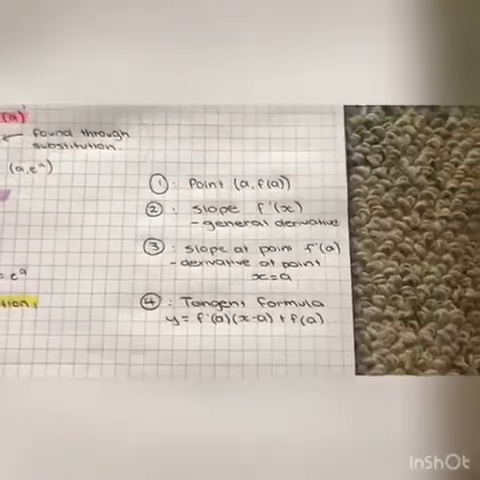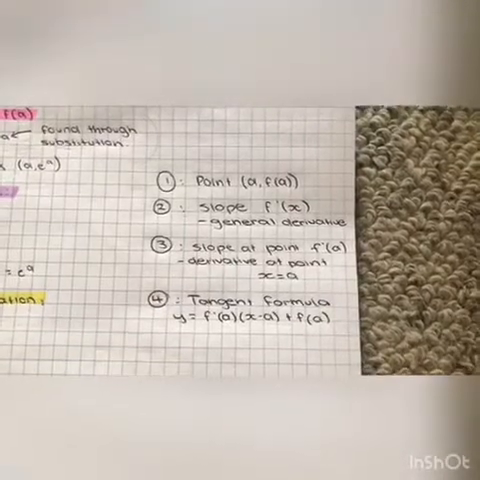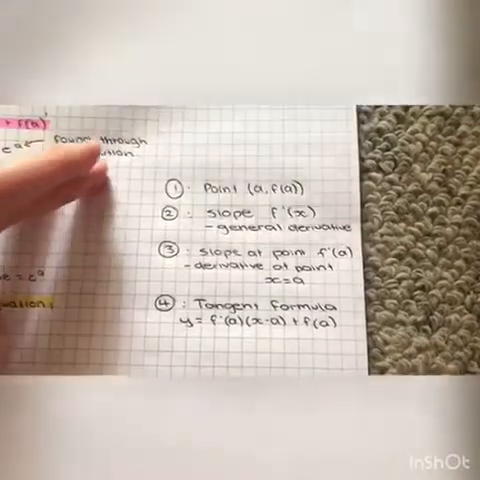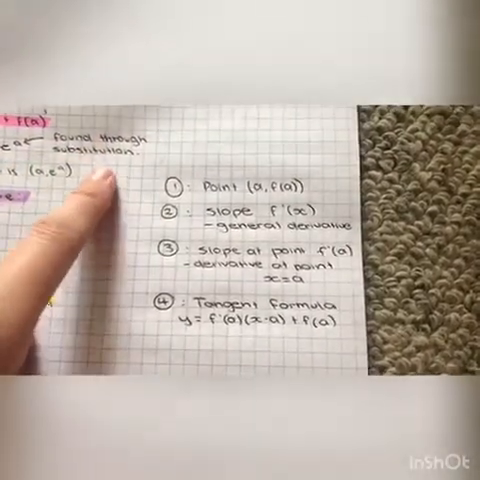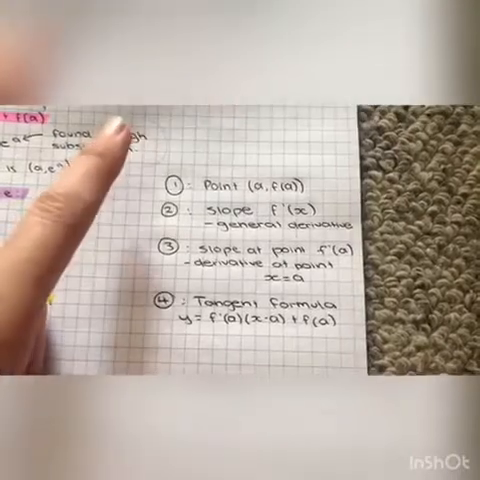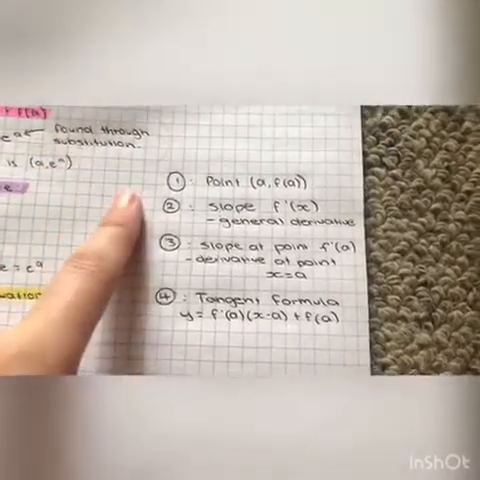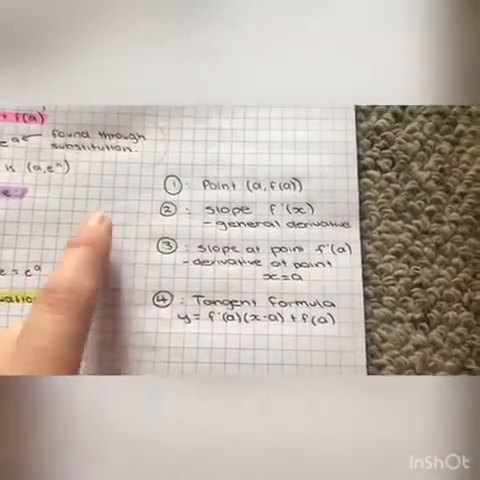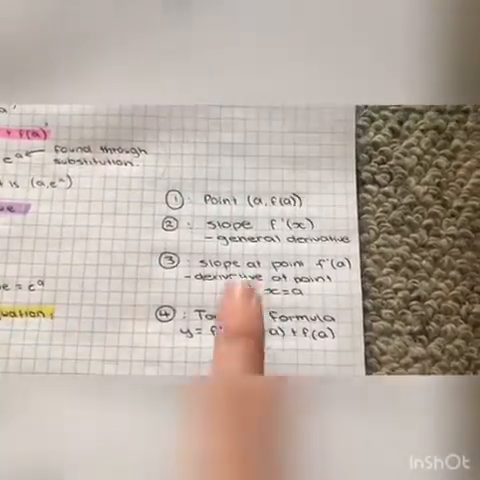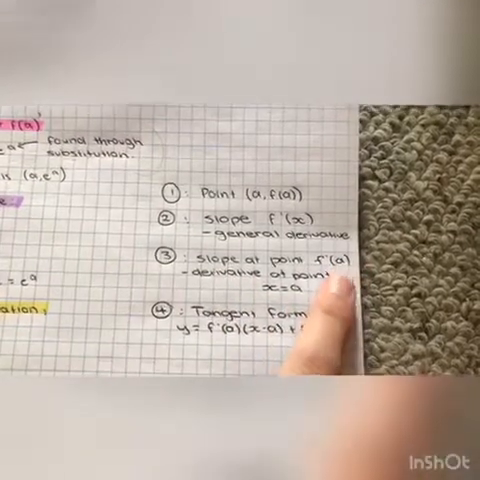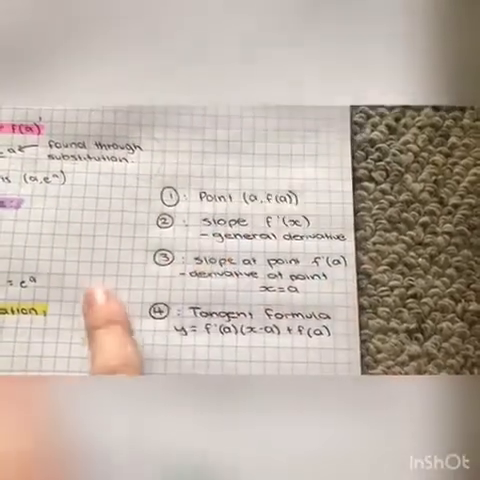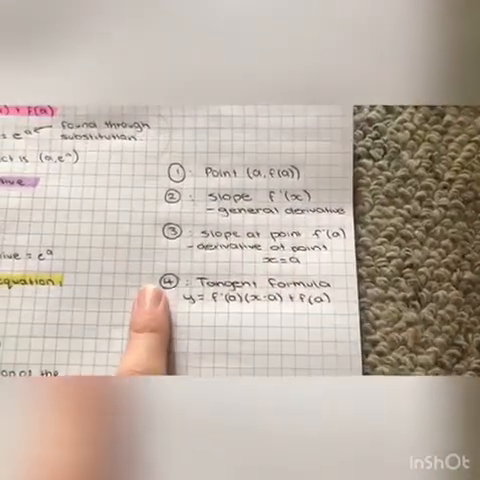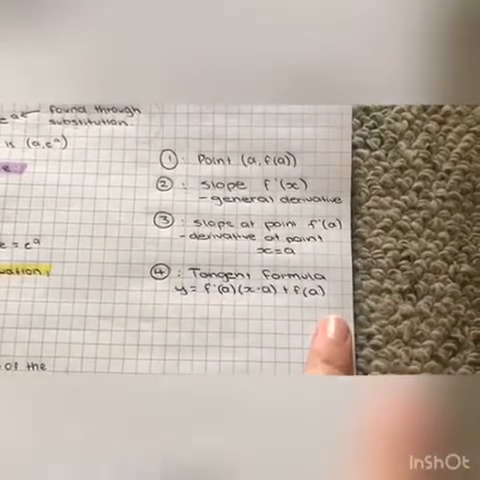a. Before completing any specific calculations, it's important to acknowledge the 4 general steps to finding a tangent formula. Number 1, find your x and y value at a specific point. Number 2, find your slope. This is your general derivative. Number 3, find the slope at a specific point. For instance, when x equals a, you would substitute a into all x points in your derivative. This would find your derivative at the point when x equals a. Number 4, sub these values into the tangent formula.